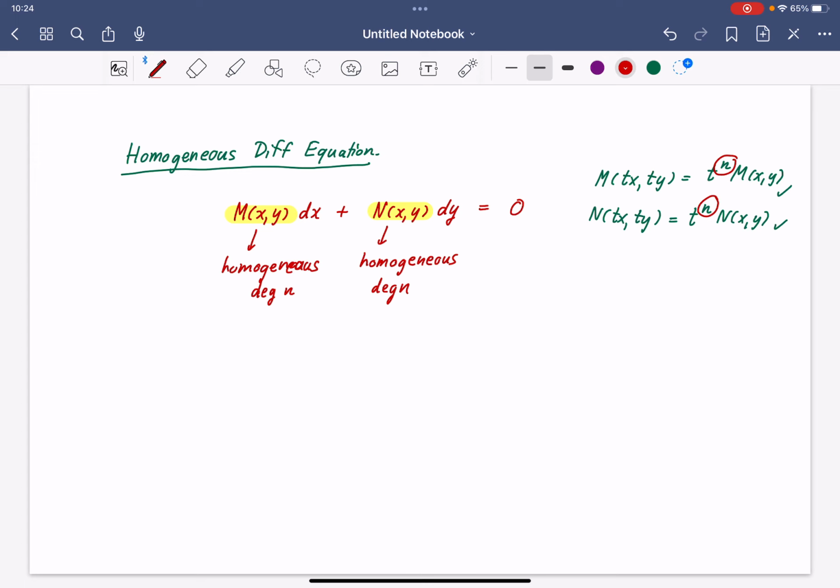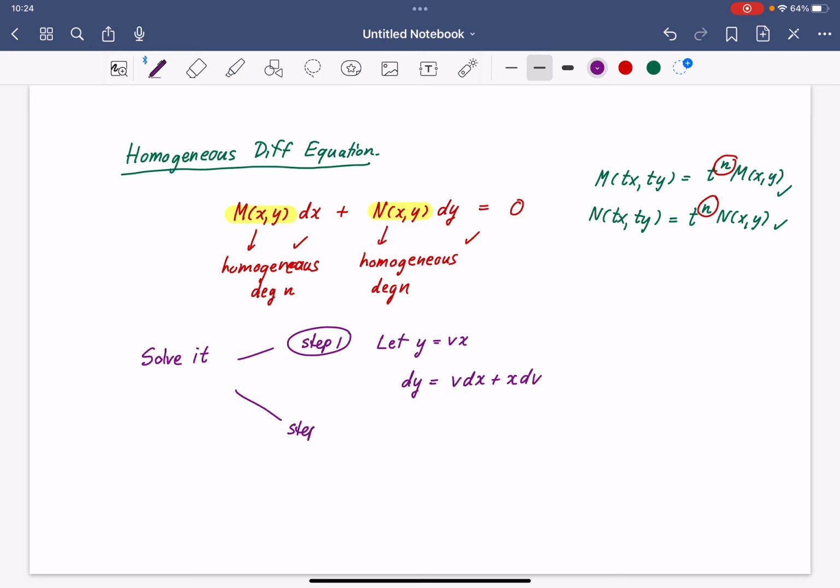And then once you show that M and N are homogeneous, the way that we're going to solve it, you're going to do step number 1. You're going to let y equal to vx. Once you let y equal to vx, you're going to have dy equal to v dx plus x dv. And then everything is going to turn into a separable equation, and then you can solve the separable equation.